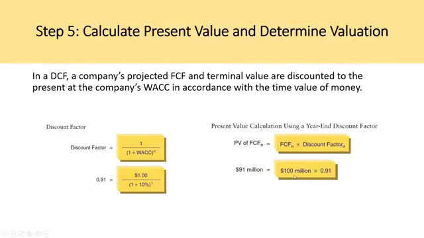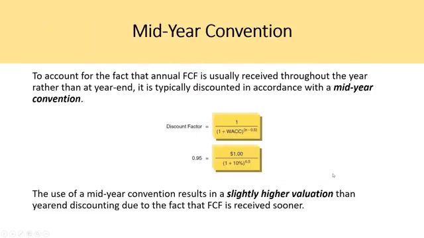So if in the first period the free cash flow projection is 100 million, you multiply that by the discount rate, which, assuming a weighted average cost of capital of 10 raised to the power of 1, means the discount rate is 0.91, right? Now, to account for the fact that annual free cash flow is usually received throughout the year rather than at year end, it is typically discounted in accordance with a mid-year convention.